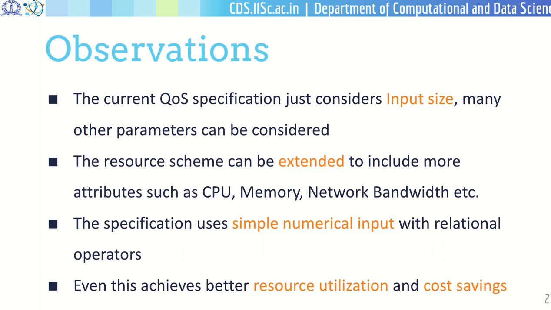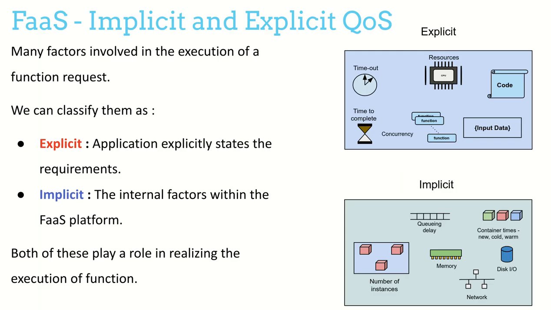The current QoS specification in the QoS aware FaaS platform just considers input size. There are many other parameters that can be considered. For example, timestamp is one such thing, location preference is one such thing, and the resource scheme can be naturally extended to include network bandwidth and so on. And the current specification uses simple numerical input with relational operators. Even with this setup, it achieves better resource utilization and cost savings.